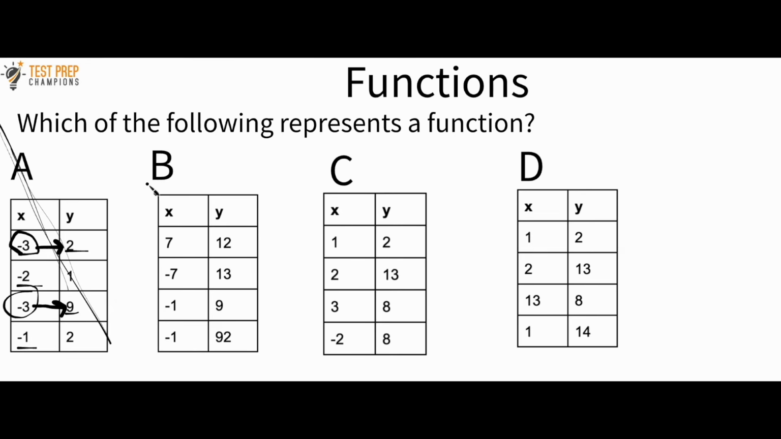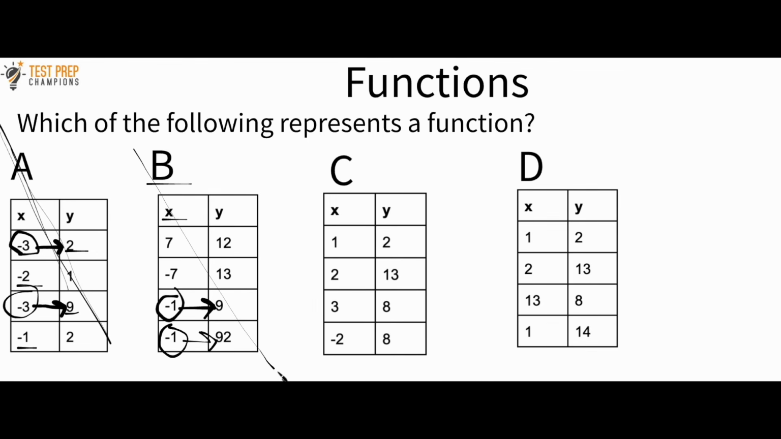So let's look at B now and let's do the same thing. The strategy again is to start by looking at all of the numbers under the first column. So we want to start by looking at the numbers underneath the x, and we want to see if any of them show up more than once. So 7 shows up once, -7 shows up once, but we have two -1s. So for each -1, we want to check the output. This -1 has 9 as an output, and this -1 has 92 as an output. So since the outputs are different, this is not a function.